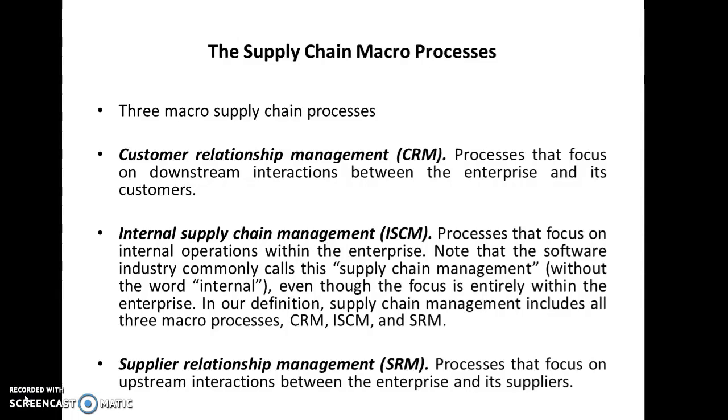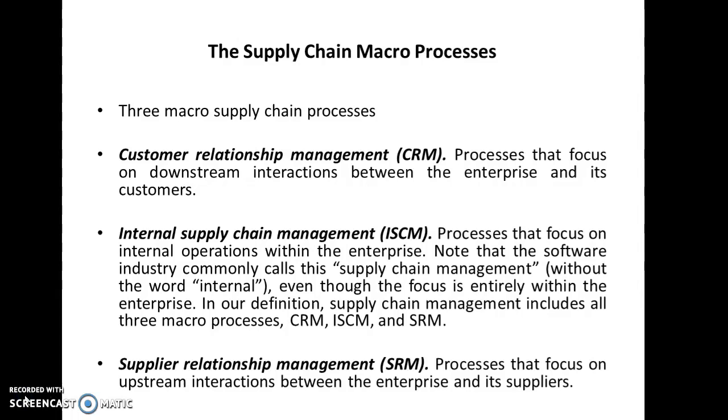The last one is supplier relationship management, shortly called SRM. Processes that focus on upstream interaction between the enterprise and its suppliers. So this SRM will deal with the transactions that take place between the manufacturer or particular firm or company with its suppliers. So we know already the suppliers are the ones who supply raw materials or components or finished goods, products, or deliver any kind of service. They will come under this category of suppliers.